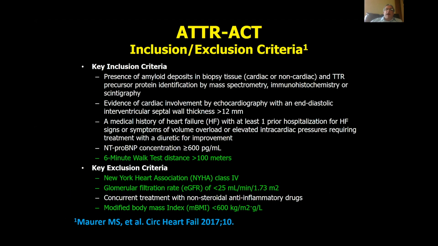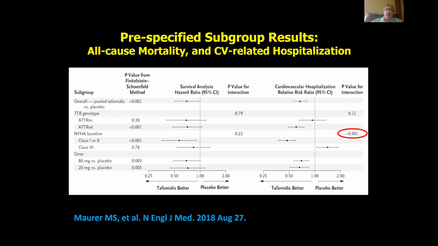And the reason I say that he's too far advanced is such patients were not actually included in the ATTR-ACT trial. Everyone in the trial had to be ambulatory and be able to walk greater than 100 meters. We didn't include patients who were class 4 like this individual, or who had marked renal insufficiency or nutritional deficiencies as indicated by a low modified BMI.